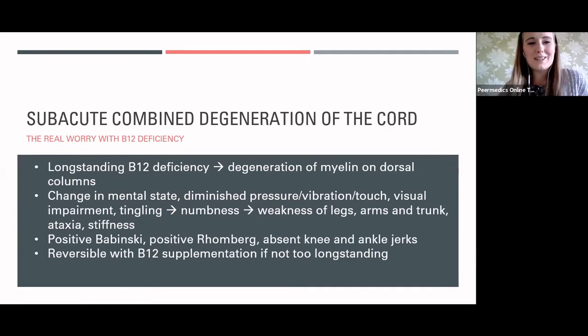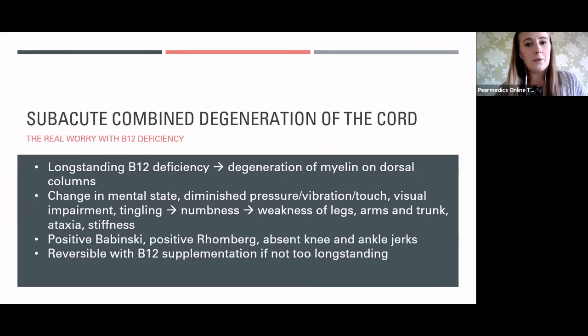So when we're talking about the nasty side effects you can get from B12 deficiency, you may have heard of this thing called subacute combined degeneration of the cord, which for whatever reason, if you have a long-standing B12 deficiency, you can get this demyelination of the dorsal column. And it's reversible early on, but the longer you leave it, the less reversible it's going to be.